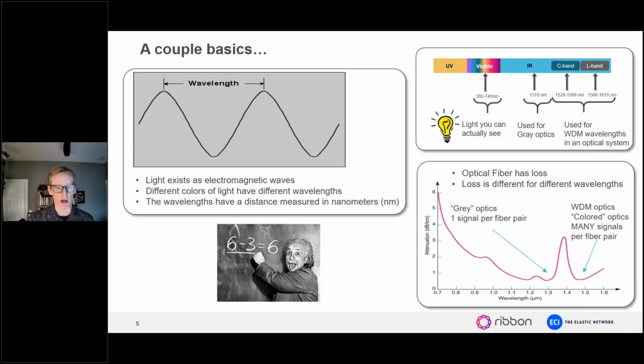So you see this loss as a function of wavelength curve, and you see that at 1.3 microns, or 1300 nanometers, it's a low loss, or low attenuation, portion of the spectrum, and then you see another low loss portion around that 1550 window. So again, 1310 is for gray optics, 1550 is for colored optics, and that's the physics lesson for today.